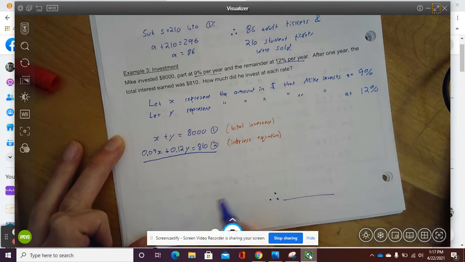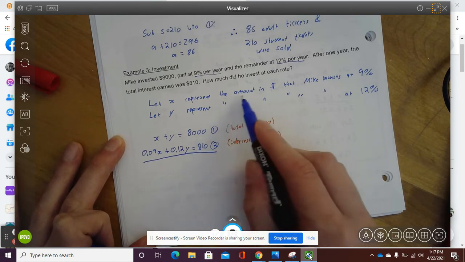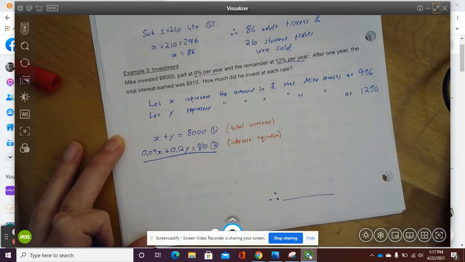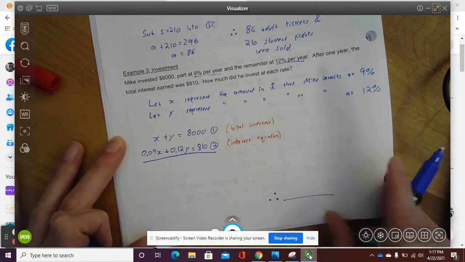I don't think it is. And you can say, well, 5,000 is the amount of dollars that Mike invests at 9%. So writing careful let statements helps you set up the equations. It also helps you draw a nice conclusion.